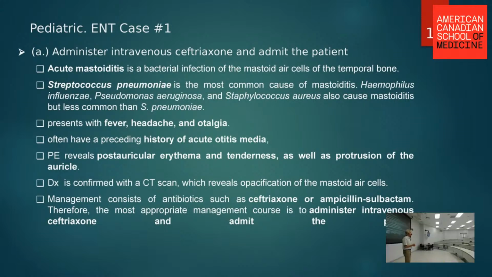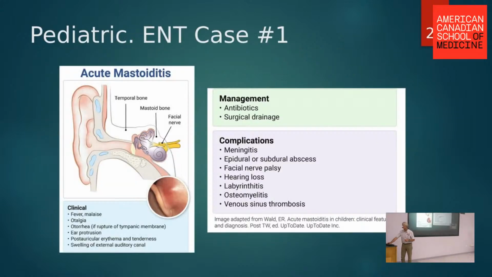As well as protrusion of the auricle. So the ear, you'll get some asymmetry in appearance. You'll look at them and one ear seems to be pushing out a little bit more than the other. Antibiotics, probably some imaging, again, a CT scan and close follow-up, because this can sometimes require surgical intervention.